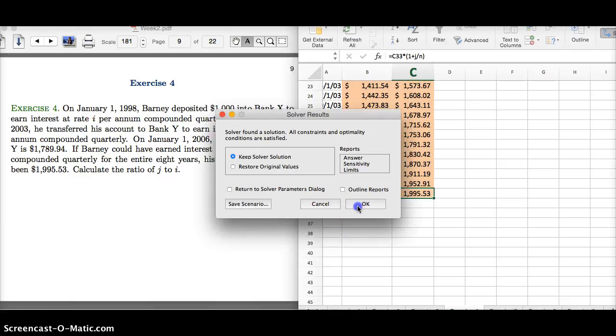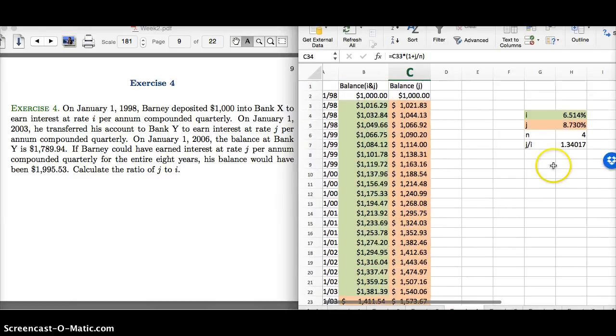and it finds a solution, and we can see that I is 6.514% and J is 8.73%, and the question asks for the ratio of J to I, so we can compute that ratio. It's 1.34017.